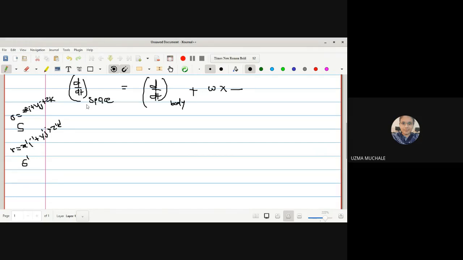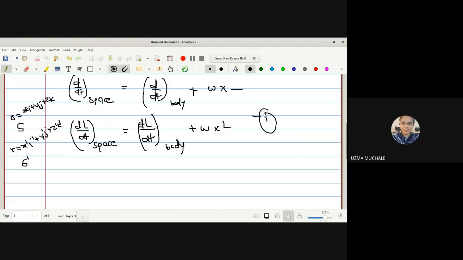That's why we removed r in the last lecture. Since r is arbitrary, we have written this equation. So the same equation I will write for L, since this equation is true for any quantity related to our rigid body: dL by dt in the space set of axes equals dL by dt in the body set of axes, or rotational, plus omega cross L. Let us name it equation 1.